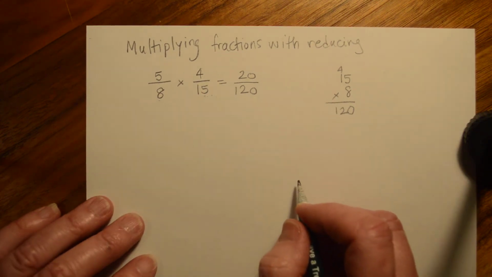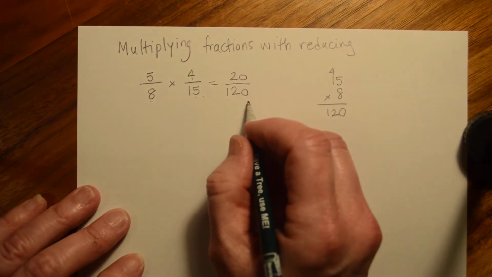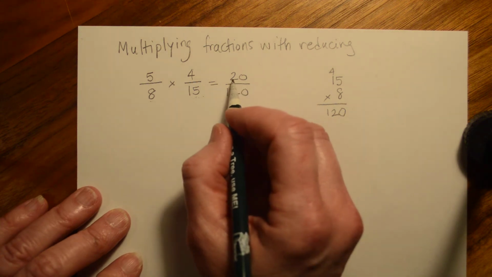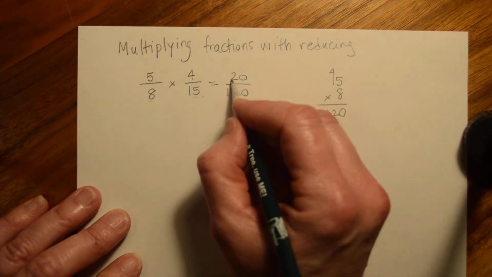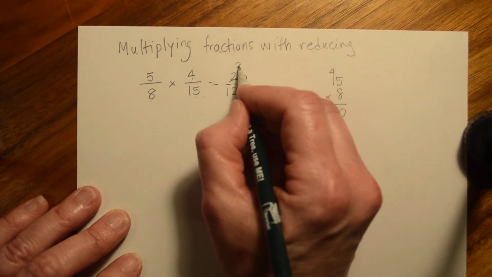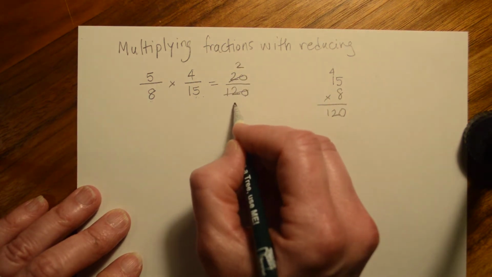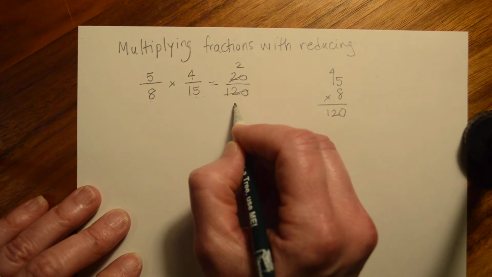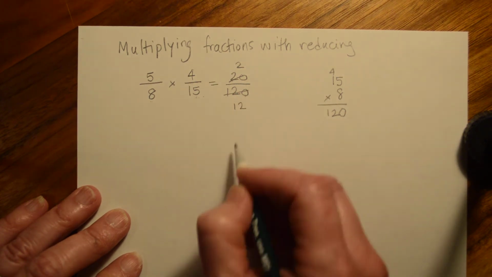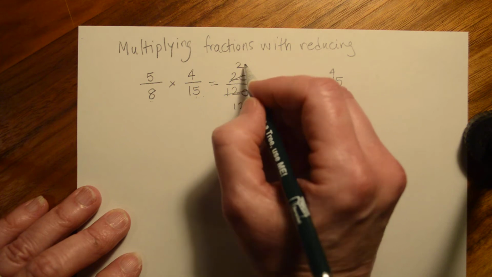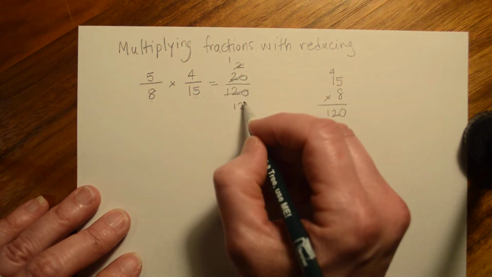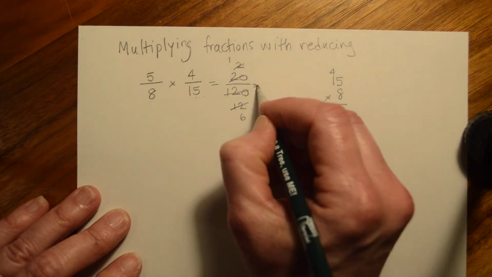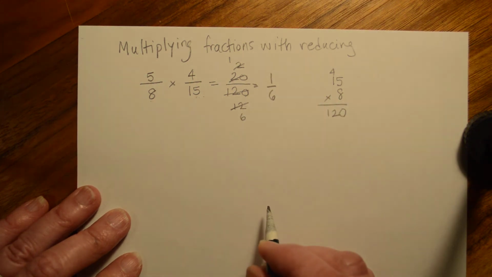Okay, and then we have to reduce. So these actually aren't too bad. But I might notice that 20 and 120 both have a 10 in it. So I'm going to cancel this out. 20 divided by 10 is 2. 120 divided by 10 is 12. And then I would say, okay, well, 2 and 12 are both even, so they both have a 2 in it. 2 goes into 2 once, 2 goes into 12 6 times. So this would be 1/6, right?